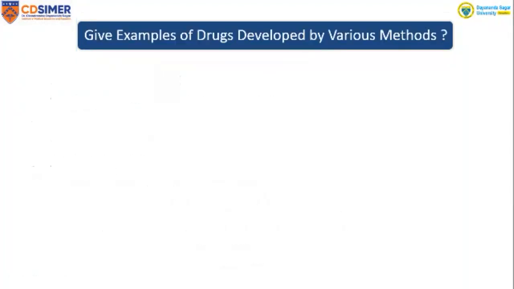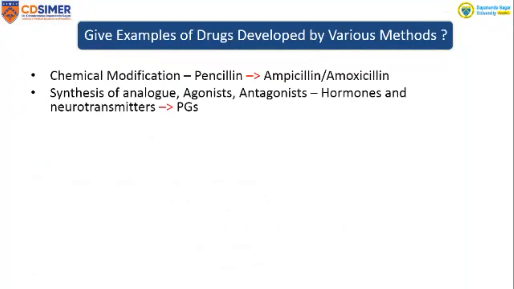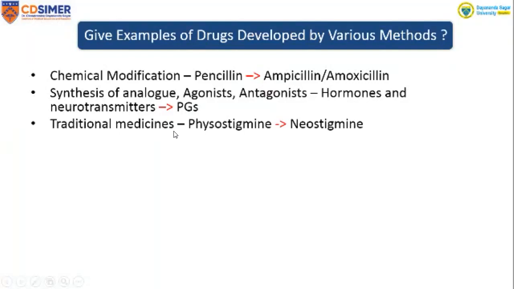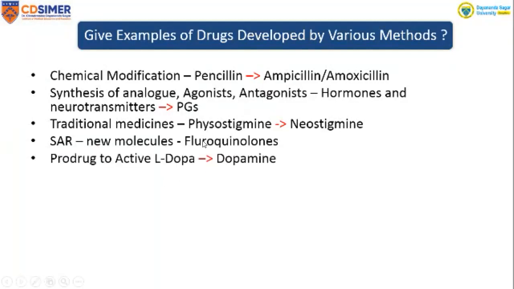So I will just give you examples. Chemical modification of penicillin led to amoxicillin and ampicillin, which are given orally. Penicillin cannot be given orally. Synthetic analogs and antagonists were developed for hormones, neurotransmitters, and prostaglandins. Traditional medicines like physostigmine, a plant extract alkaloid, led to neostigmine, a synthetic analog. Fluoroquinolones like ciprofloxacin were derived through structure activity relationships, and are used as antibiotics.